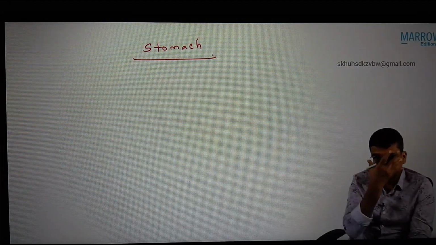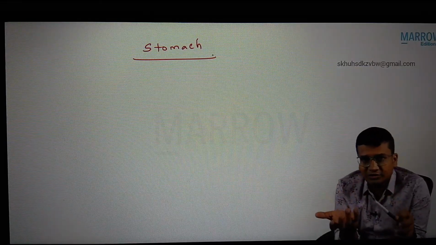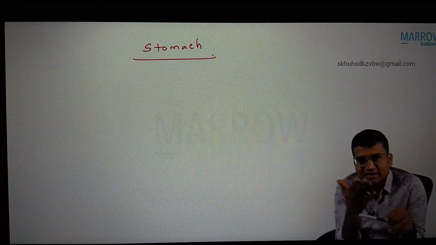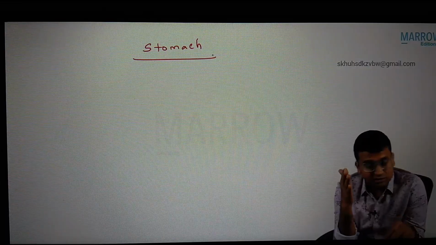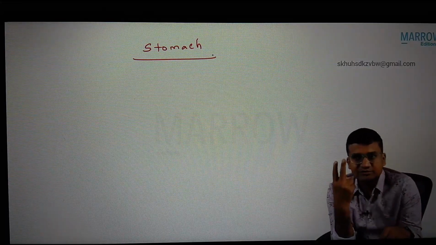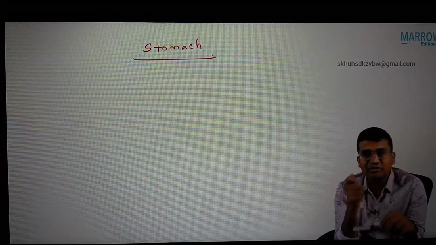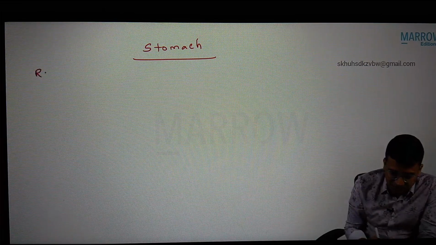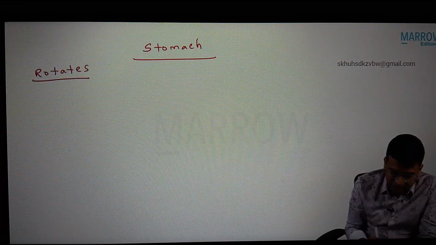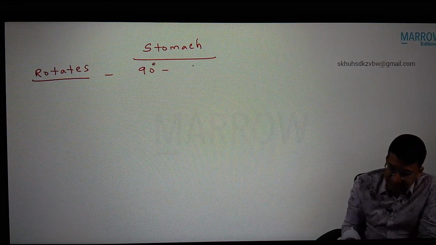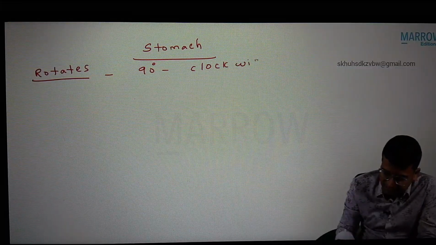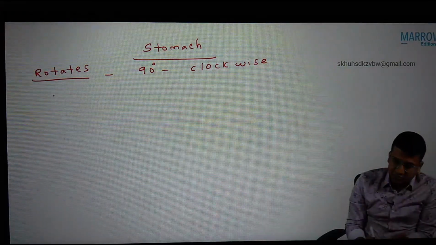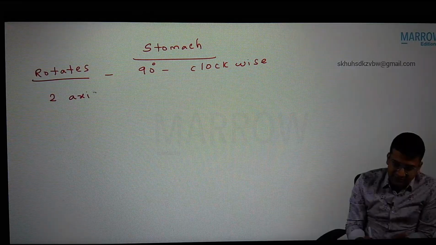Stomach will rotate. So we know about the midgut rotation. Midgut rotates 3 times 90 degree in the counterclockwise direction. The stomach also rotates. Stomach rotates 2 times, each time 90 degree in the clockwise direction. Now the rotations take place in 2 axes. One in the vertical axis, another one in the anteroposterior axis. So rotation in 2 axes.